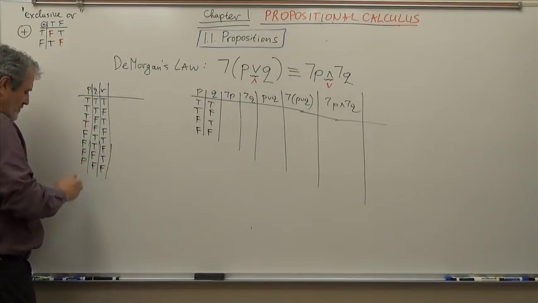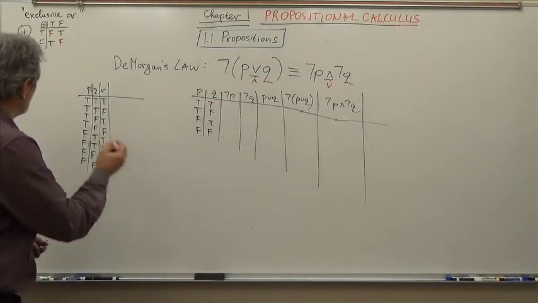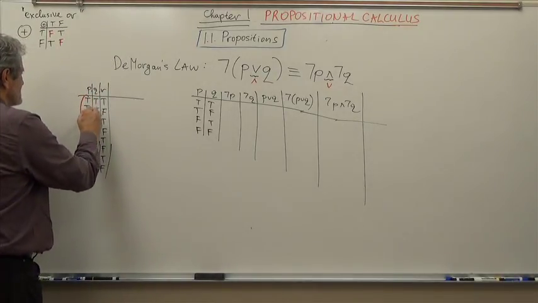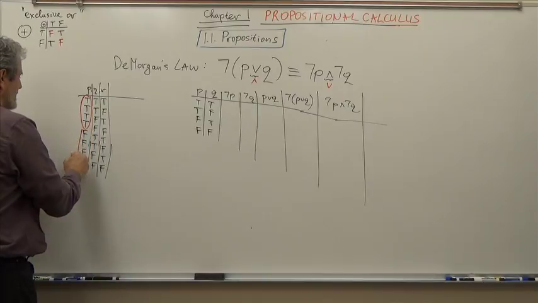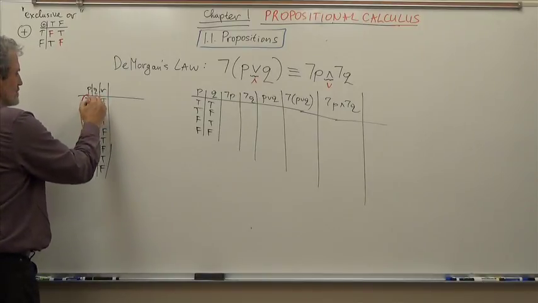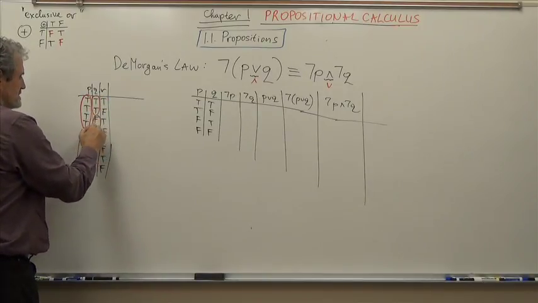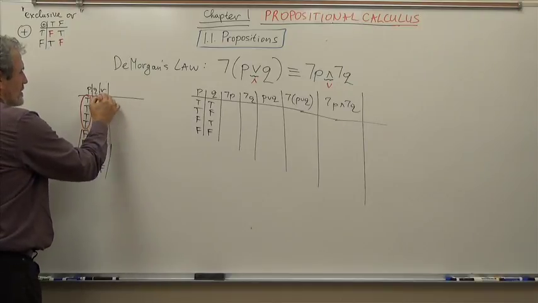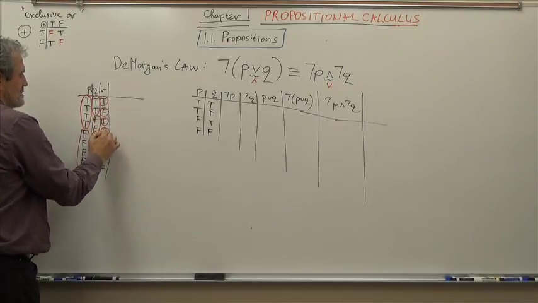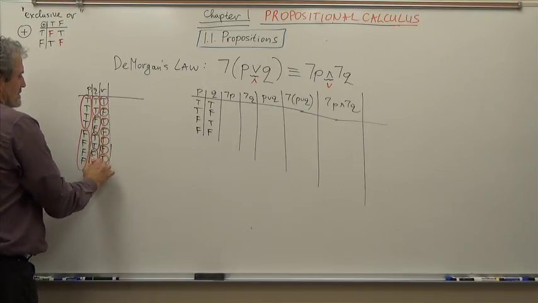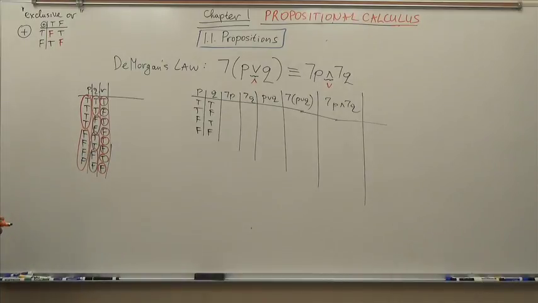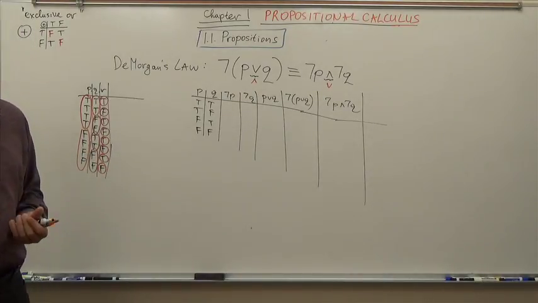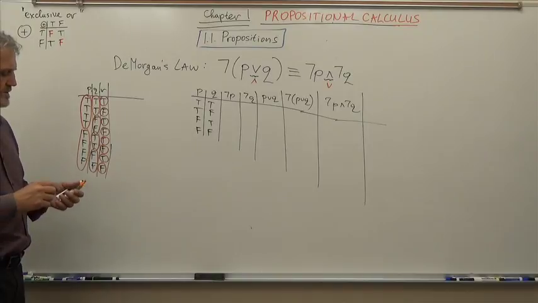So once again, 4 T's, 4 F's. Now I get 2, 2, 2, 2. And now 1, 1. You alternate immediately. So if you write it like this, you are sure that you will cover all the possible valuations and none of them will be repeated.